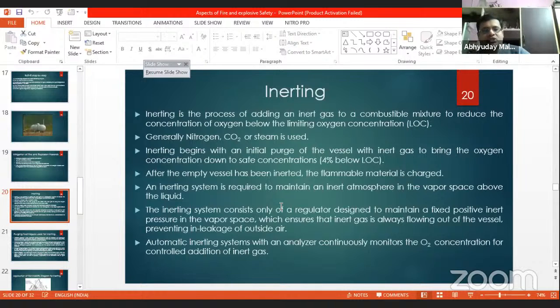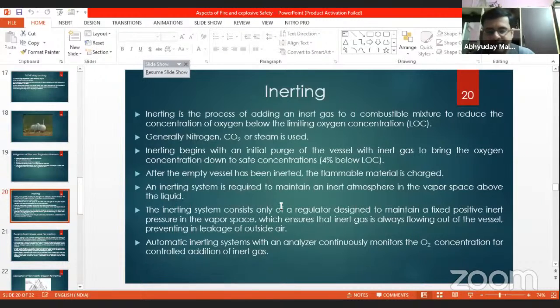Now, the inerting system generally consists of a regulator which is connected to the cylinder containing the inert gas. This regulator is designed to maintain a fixed positive pressure of the inert gas inside the vessel to be inerted. And why is a positive inert gas pressure always maintained inside the vessel? So that we ensure inert gas is always flowing out of the vessel. And this will prevent leakage of outside air into the vessel.